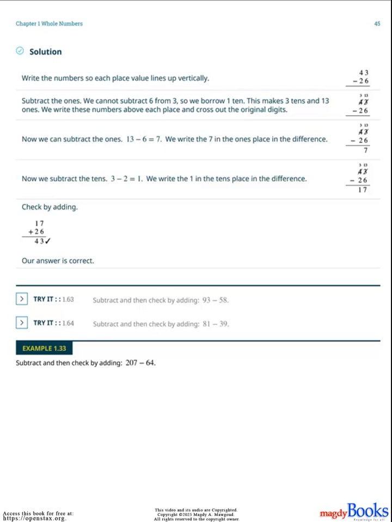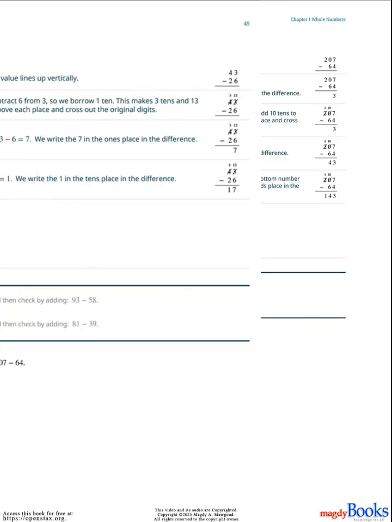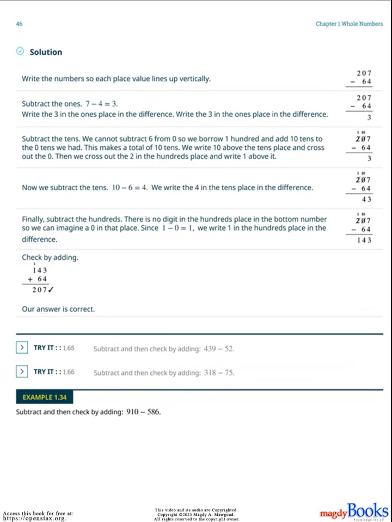Try it 1.63. Subtract and then check by adding 93 minus 58. Try it 1.64. Subtract and then check by adding 81 minus 39. Example 1.33. Subtract and then check by adding 207 minus 64. Solution. 1.